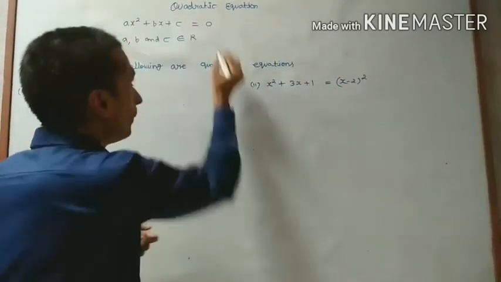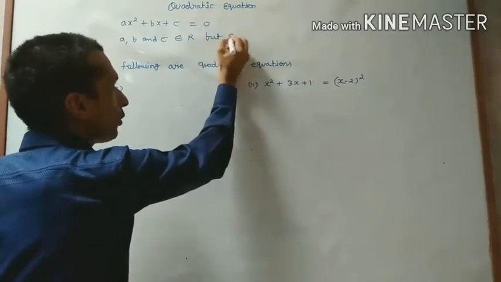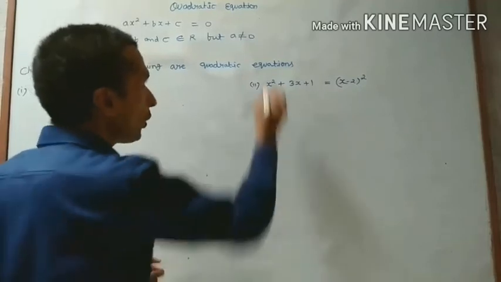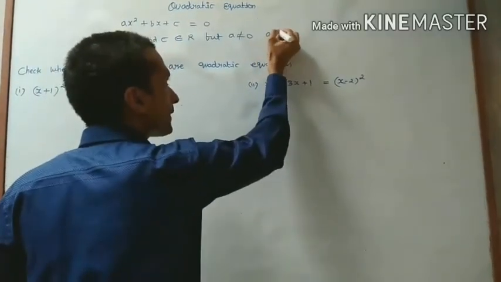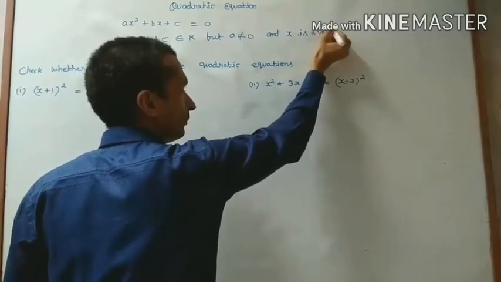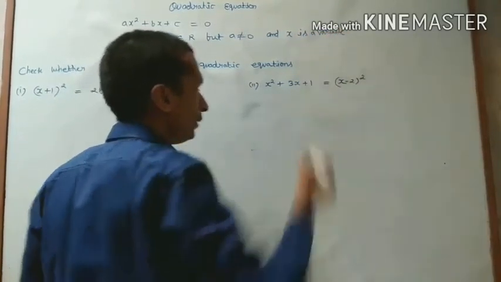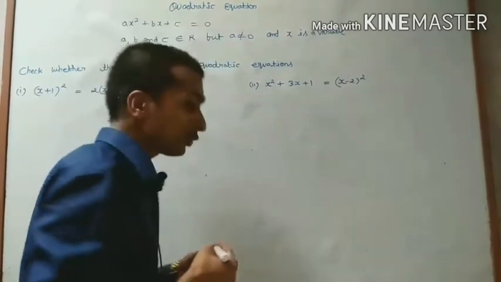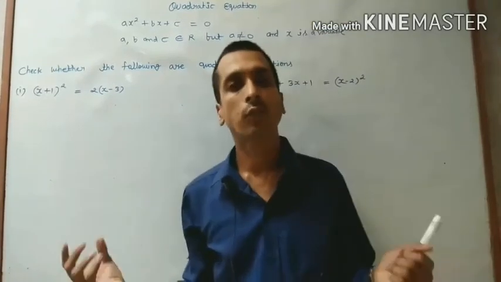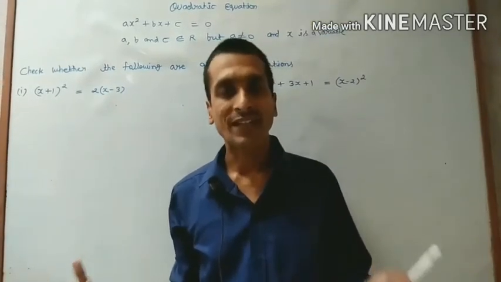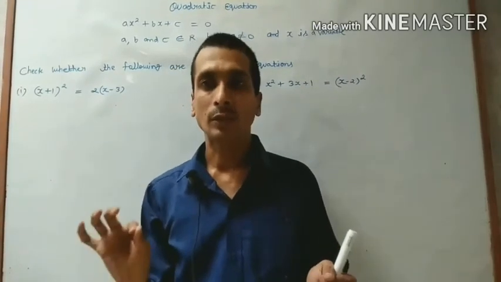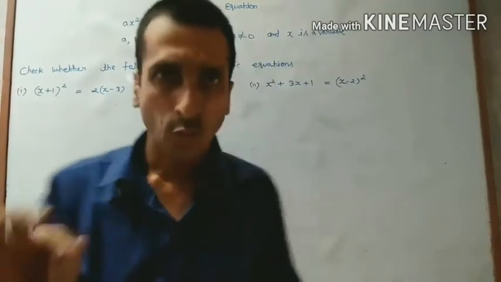But a is not equal to 0, and x is a variable, that means you can change the value. So in this chapter we will learn how to solve equations of the quadratic form ax square plus bx plus c equal to 0. Here we start the chapter exercise number 4.1.